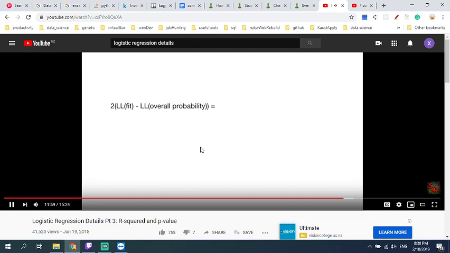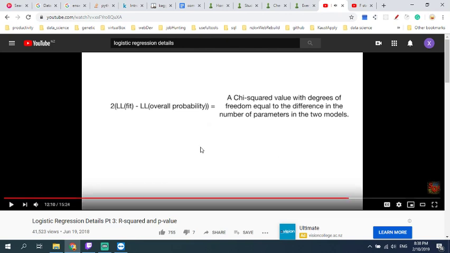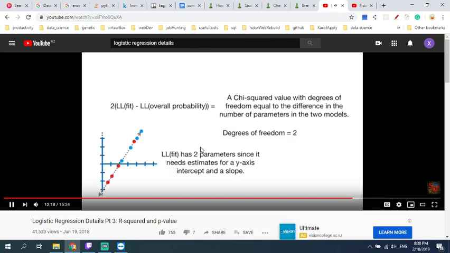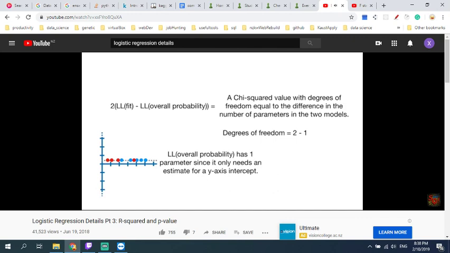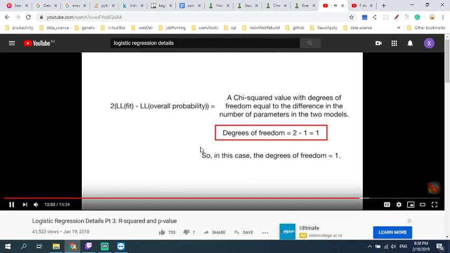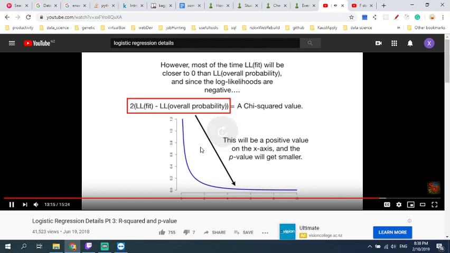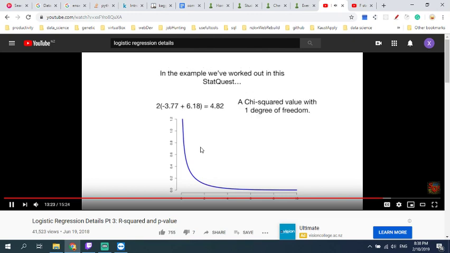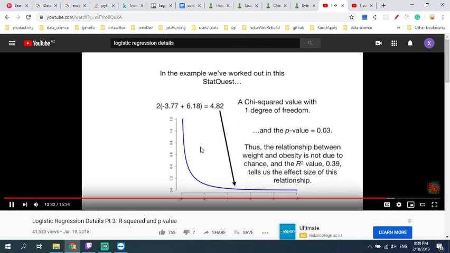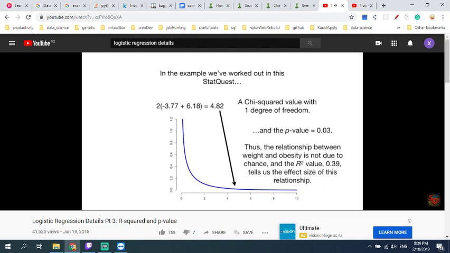Straightforward. 2 times the difference between LL fit and LL overall probability equals a chi-squared value with degrees of freedom equal to the difference in the number of parameters. LL fit has 2 parameters since it needs estimates for a y-axis intercept and a slope. LL overall probability has 1 parameter since it only needs an intercept, so in this case, we use the chi-squared distribution with 1 degree of freedom. We end up with 4.82 for the chi-squared value. Thus, the relationship between weight and obesity is not due to chance, and the R-squared value, 0.39, tells us the effect size of this relationship.